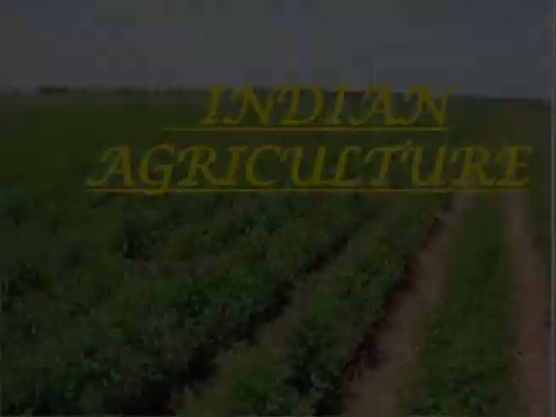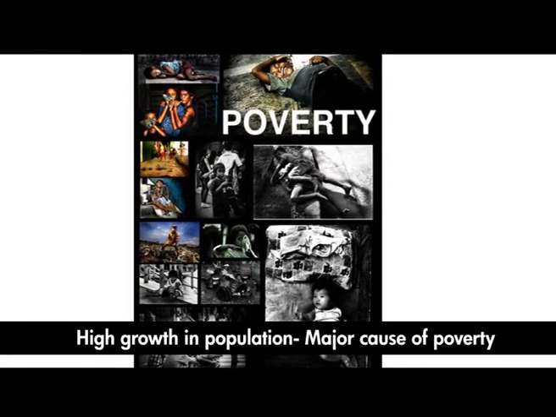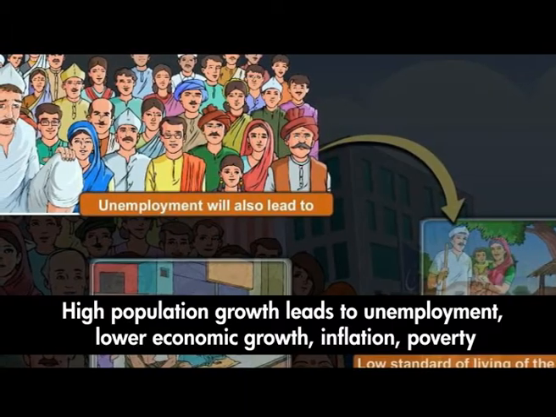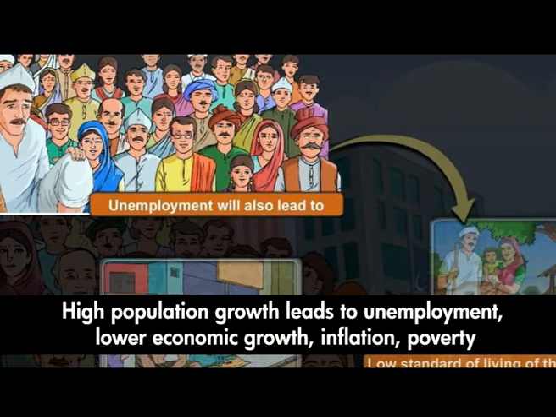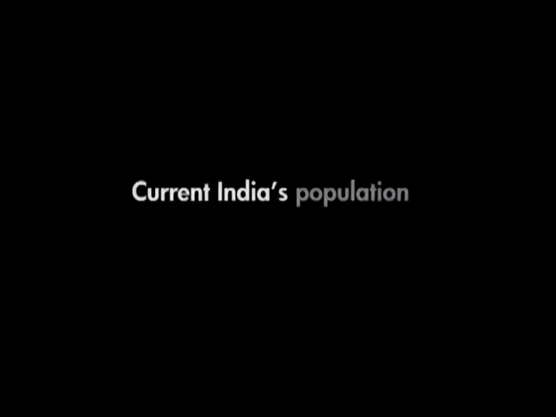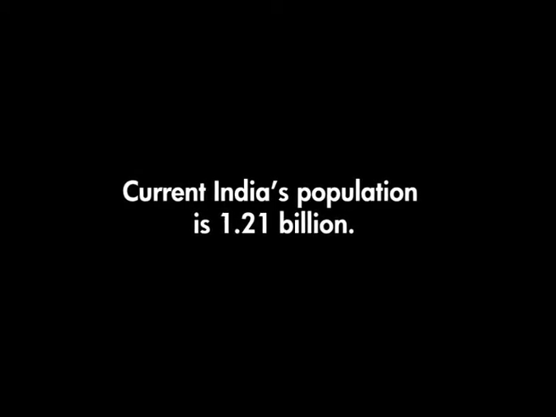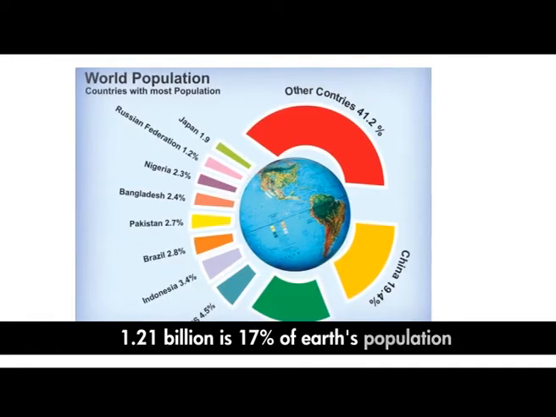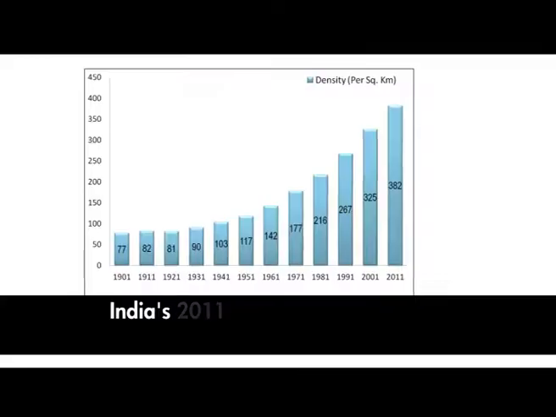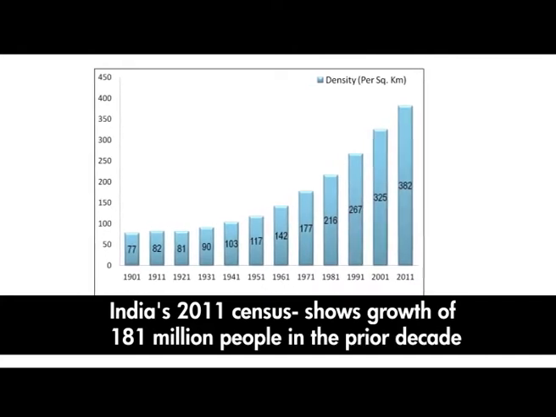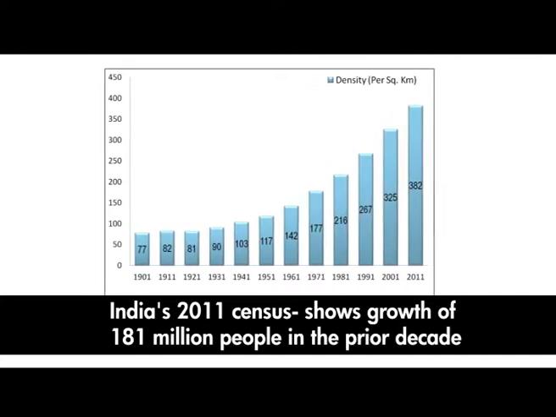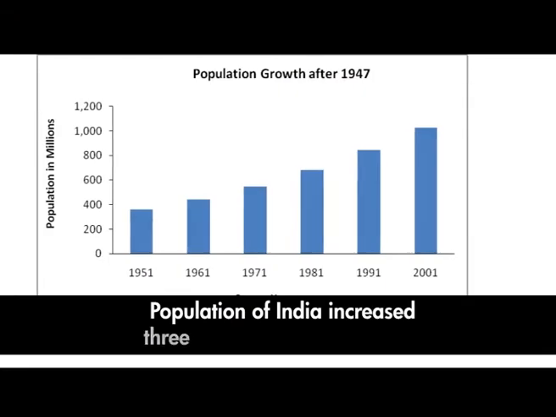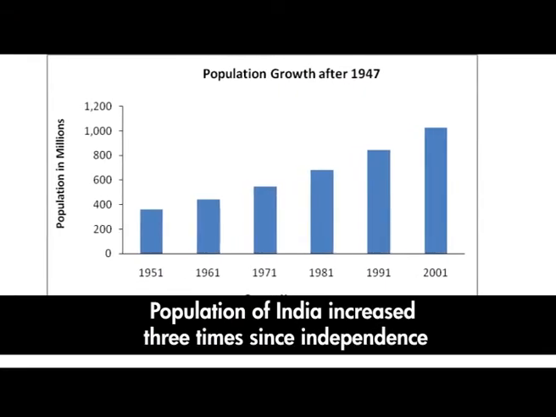High population growth could be one of the major causes of poverty. High population growth leads to unemployment, lower economic growth, inflation and poverty. India's current population is 1.21 billion, which is 17% of the Earth's population. India's 2011 census showed growth of 181 million people in the prior decade. At independence, India's population was only 350 million. Since independence, the population of India has increased 3 times.